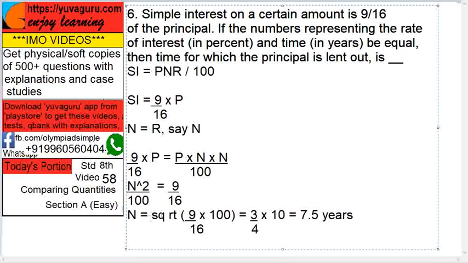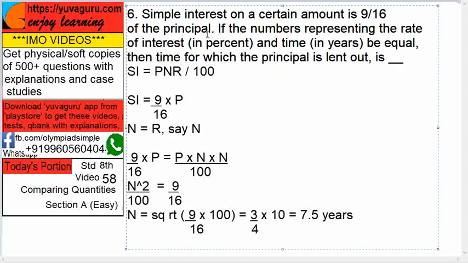Therefore N equals square root of this 100 goes on this side, and this is square, so it becomes square root. It comes on this side. So N equals square root of 9 by 16 into 100. So 3 by 4 into 100. 3 by 4 is 0.75. 0.75 into 10, that is 7.5 years. Right? So this is the answer, 7.5 years.